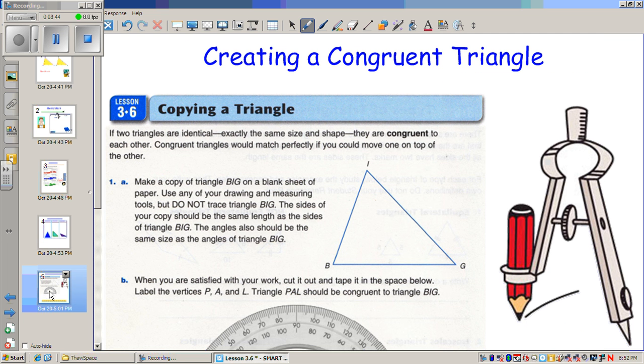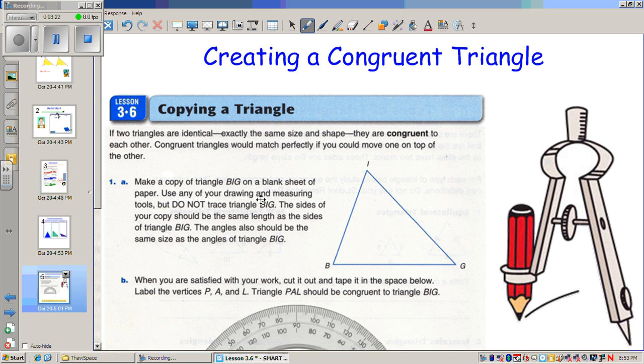Finally, let's wrap up with this. It says creating a congruent triangle. If 2 triangles are identical, exactly the same size and shape, they are congruent to each other. Congruent triangles would match perfectly if you could move one on top of the other. So that's exactly what it means. It means that if 2 triangles are identical, exactly the same size and shape, they're congruent, meaning all the sides are the same. I could set this triangle here on top of a triangle that looks identical to it, and they're congruent.